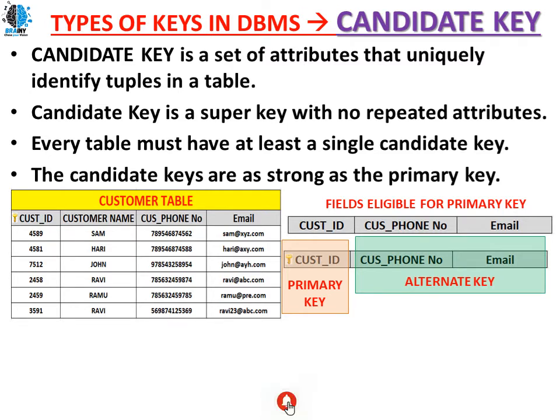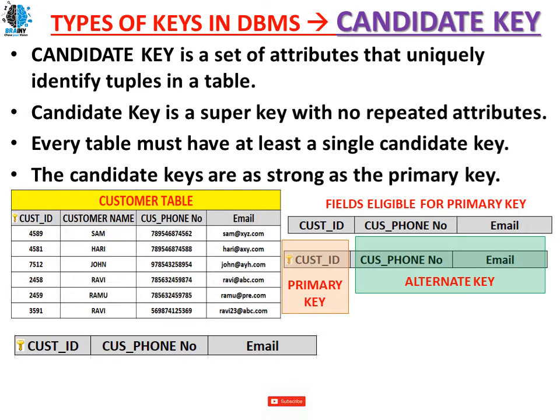Now, how to construct the candidate key? How many candidate keys can I have in my table? It's very simple. How many alternate keys do you have? Two, and the primary key is one. So you can have a total of three candidate keys in this table. This candidate key should be in combination of alternate keys to the primary key.